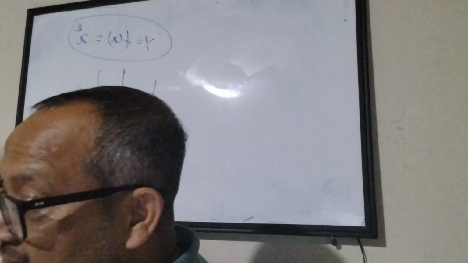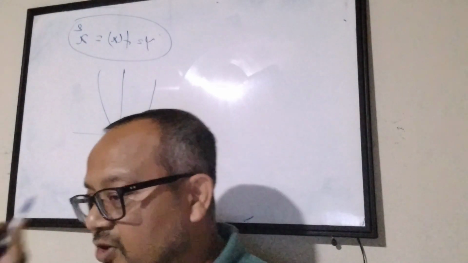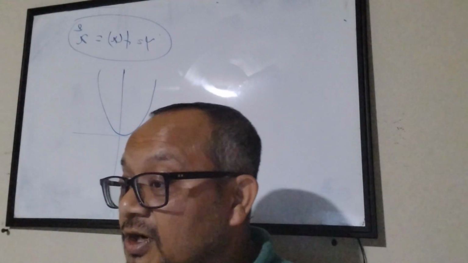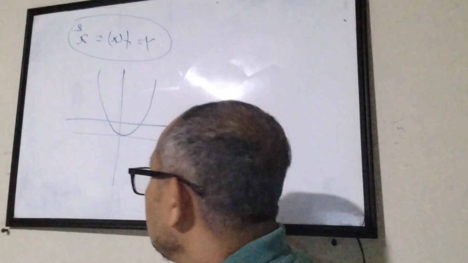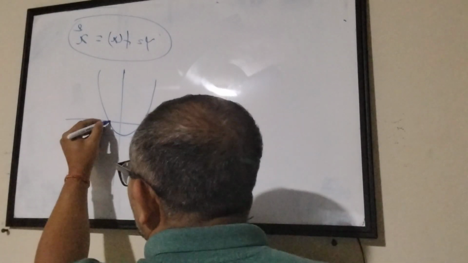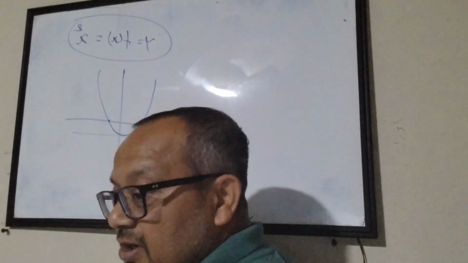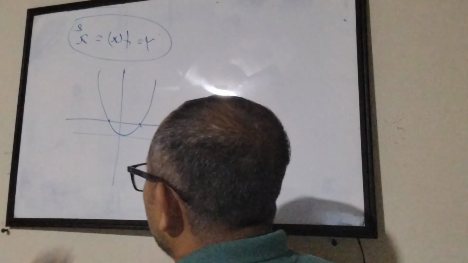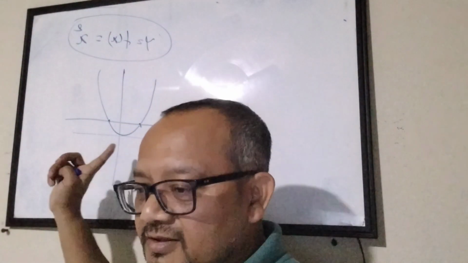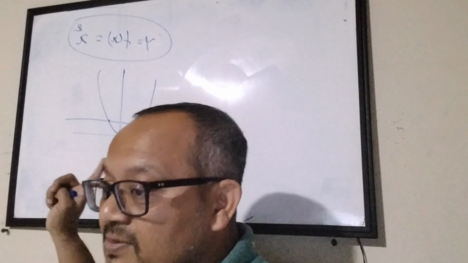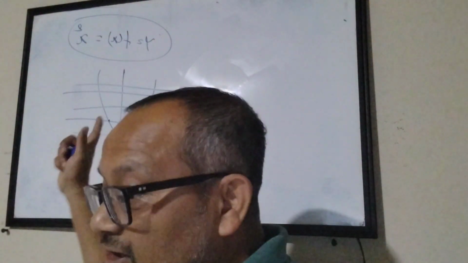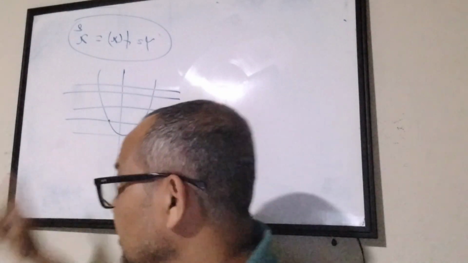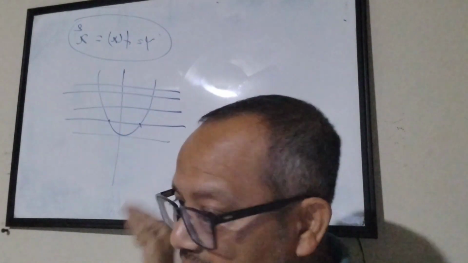So if you have a function like this, which draws something on a coordinate plane as x and y, you can do a horizontal line test. You put a horizontal line. If it cuts the parabola or whatever curve you have at two places, this is a non-inversible function. You have multiple options. This is called the horizontal line test.